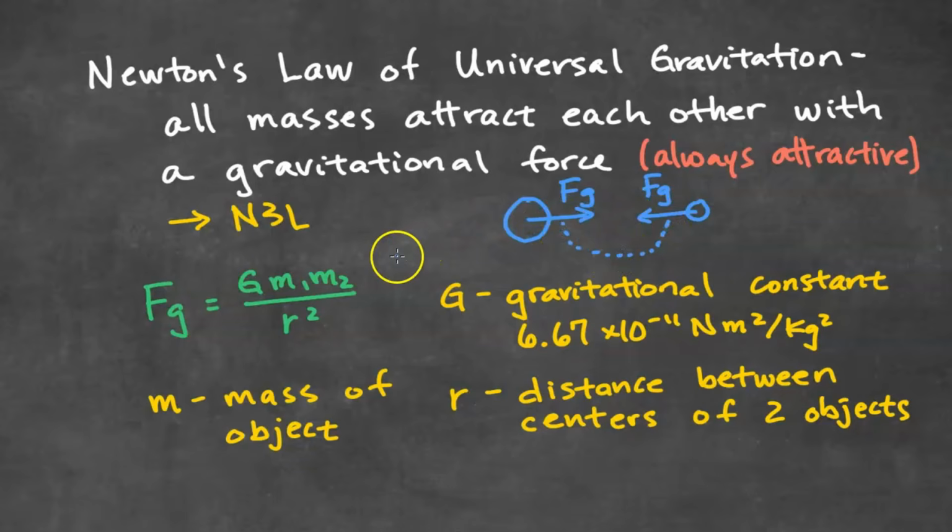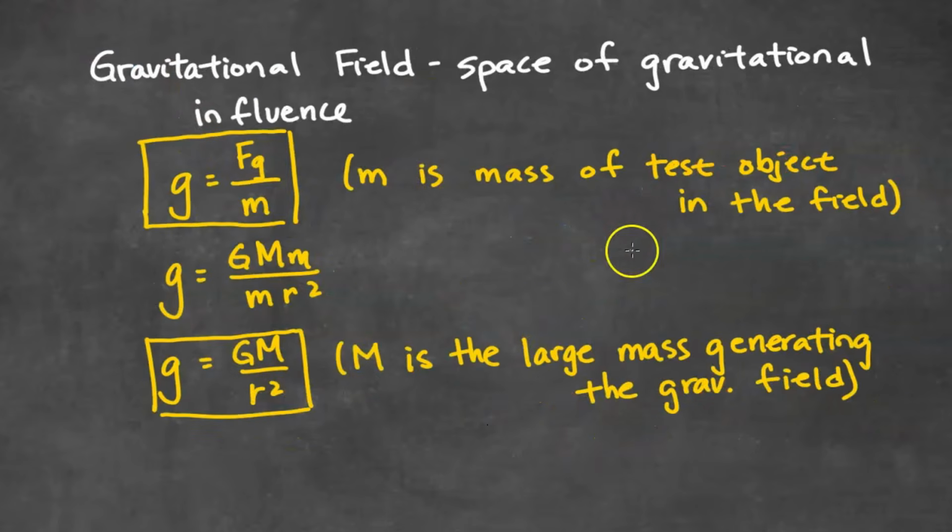The equation for Newton's law of universal gravitation is Fg equals big G m1 m2 divided by r squared. m is the mass of the object. Big G is the gravitational constant, 6.67 times 10 to the negative 11 newton meter squared divided by kilogram squared. This is called a constant because it's the same anywhere in the universe. It doesn't depend on location. And then r is the distance between the centers of the two objects. So if you're dealing with large objects, we're measuring from the center to the center of the two objects. Gravitational field is the space of gravitational influence.